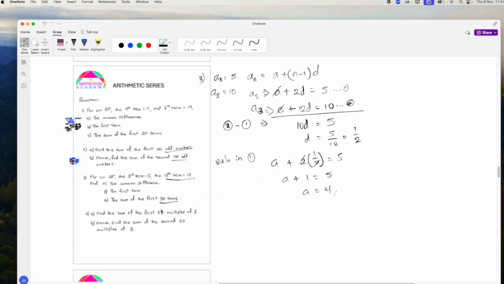And of course, the sum of the first 30 terms, which will be S30, is n over 2 into 2a plus n minus 1 d, which gives us 30 over 2 into 2 times a, which is 4, plus n minus 1, which is 30 minus 1, which is 29, times d, which is a half. Interesting.